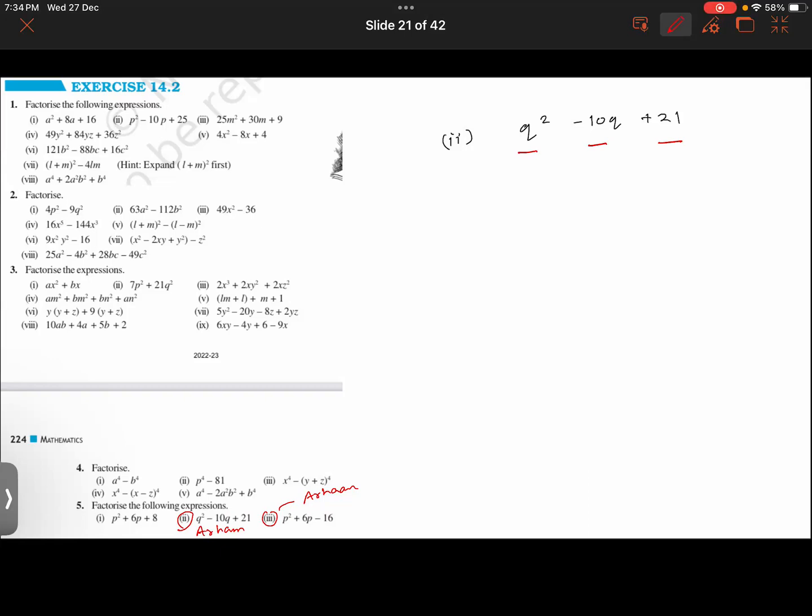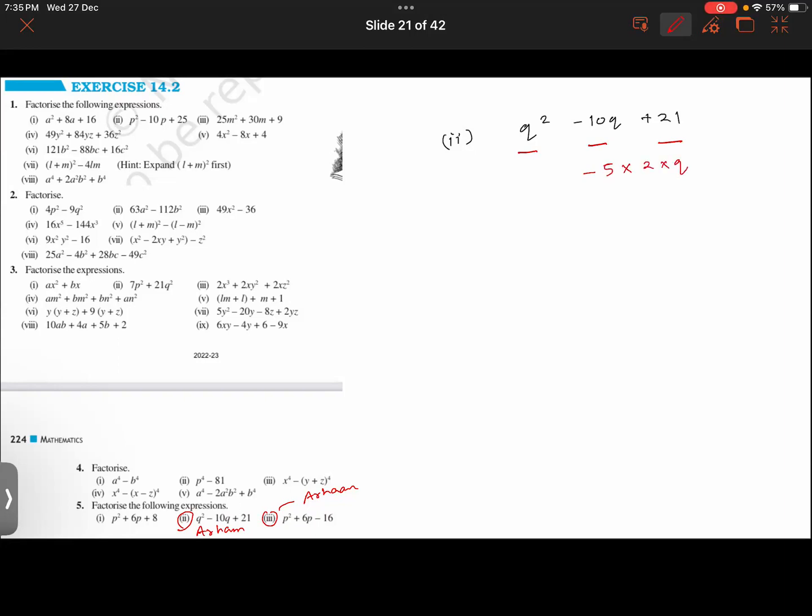क्या कुछ changes हम कर सकते हैं? First look at that. Is there any other way to write q square minus 10q or 21? So first, minus 10q, this we can write as minus 5 into 2 into q. Minus 5 into 2q.